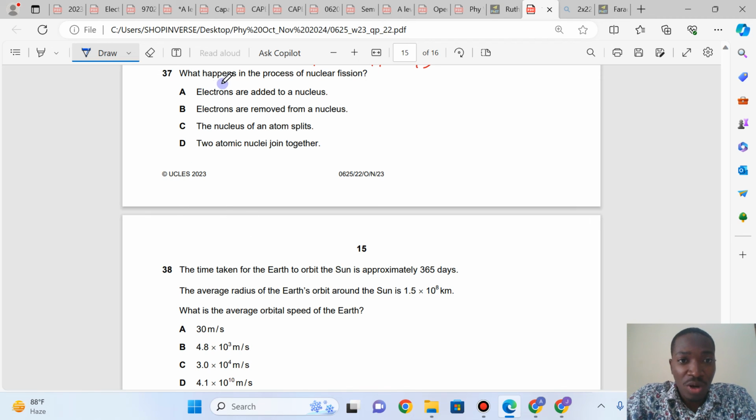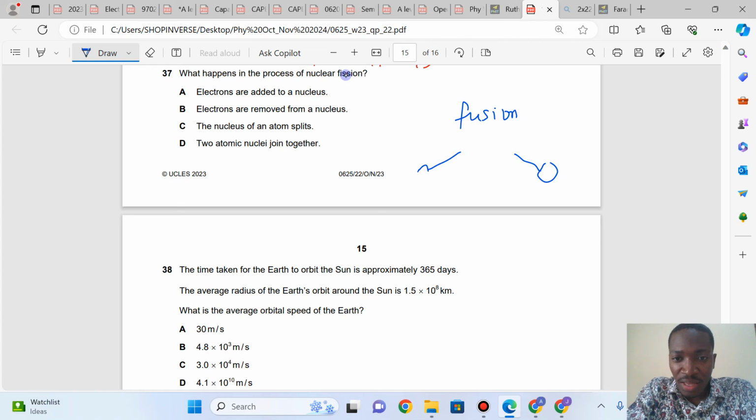Number 37, what happens in the process of nuclear fission? When you hear fusion, it is the joining together of smaller nuclei to form a heavier one. But if you hear fission, it is the breaking apart.